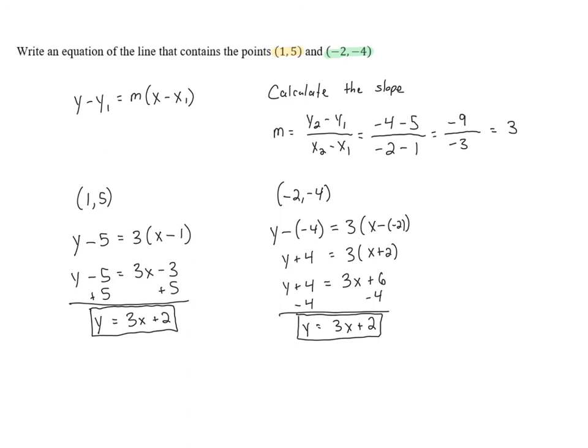And that's one of the reasons why we don't leave our answers in point-slope form, because these two look very different from each other, so it's not clear whether they're equivalent or not. But once we put everything in slope-intercept form, there's only one unique answer, so we know for sure that it is the right one.